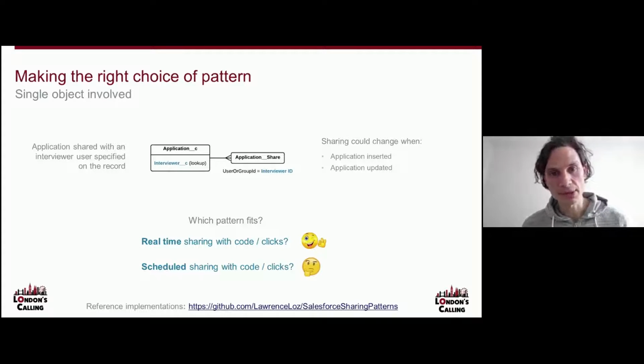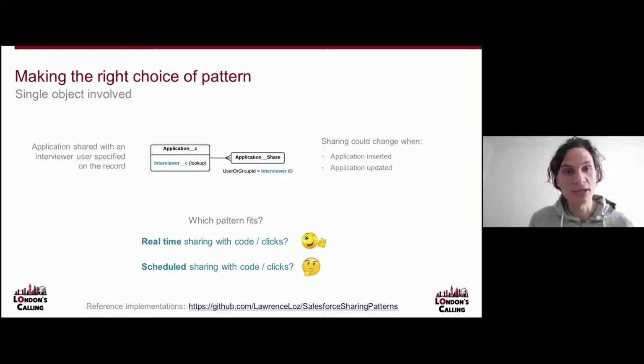So we've got a job application record. We've got an interviewer user who's specified through a lookup on the record, and we want to share the applications with the user who's specified as the interviewer. So in this scenario, we need to think about what are the circumstances in which we might need to set up that sharing or to change that sharing? In this scenario, it's pretty straightforward.